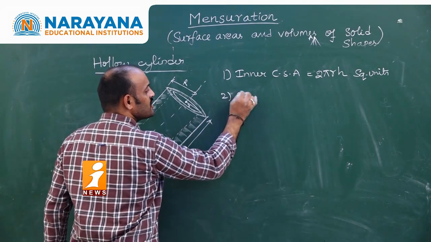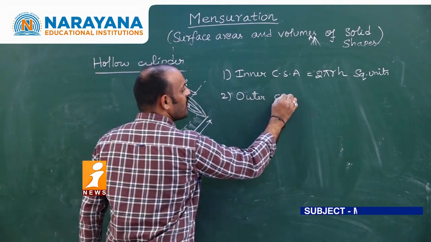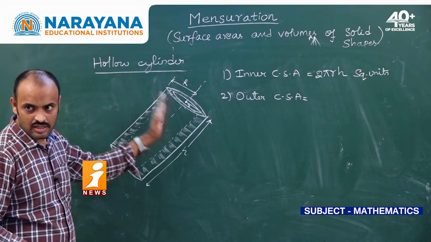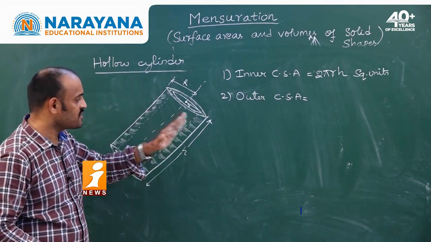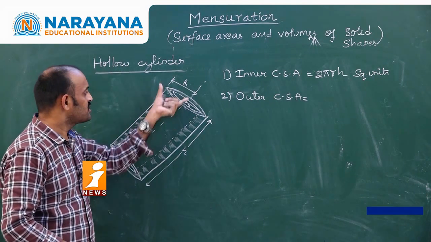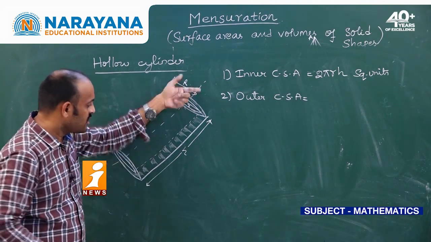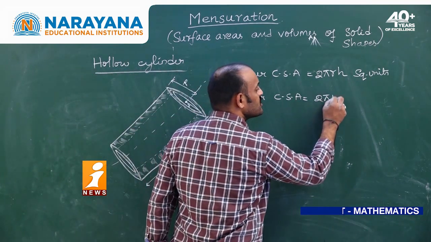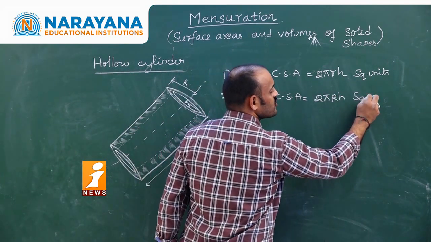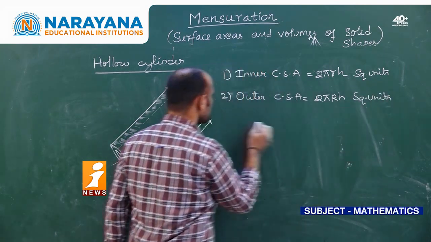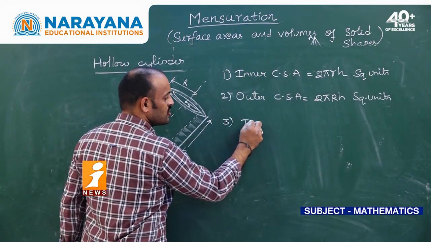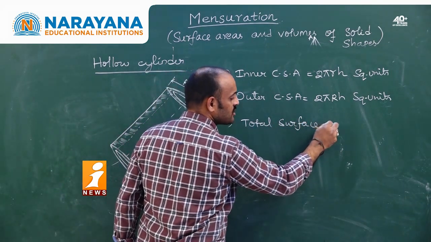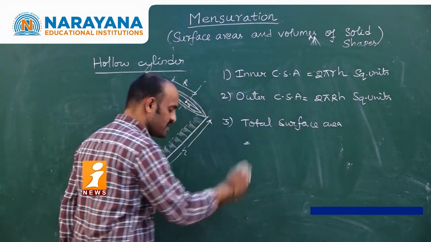And the next one is outer curved surface area. How to find the outer curved surface area? The outer surface is also a cylinder, with radius capital R and height h. Therefore, 2 pi capital R h square units. And the third one is total surface area, or TSA. How to find the TSA?